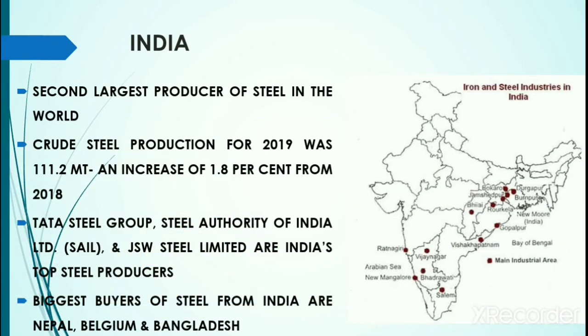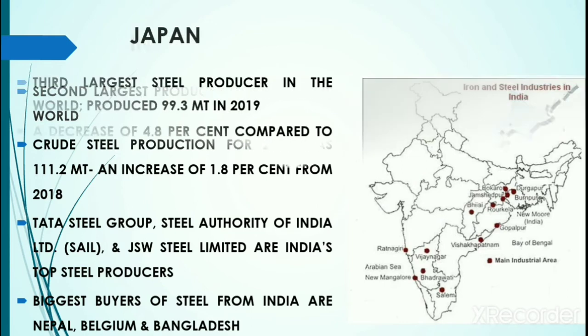India is the second largest producer of steel in the world. The crude steel production of the country in the year 2019 was 111 million tons, which is an increase of 1.8% from the previous year 2018. The Tata Steel Group, the Steel Authority of India, and the JSW Steel Limited are India's top steel producers. Nepal, Belgium, and Bangladesh are the biggest buyers of iron and steel from India.